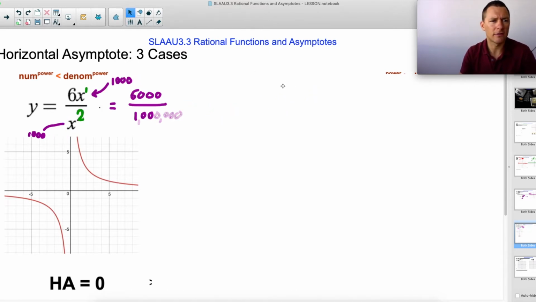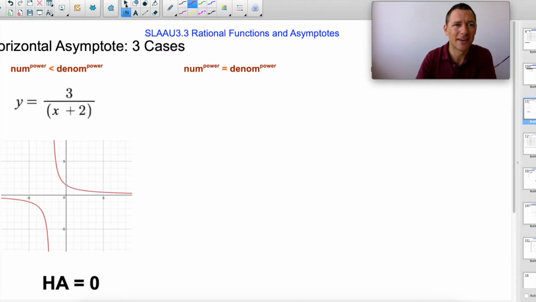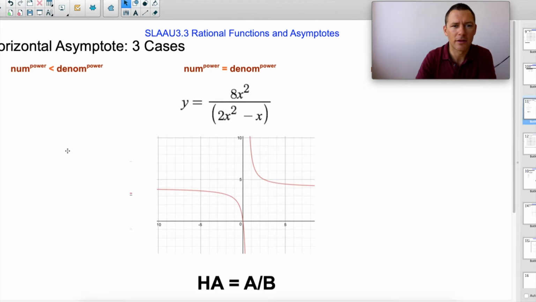Here's another case, and I'll leave these all out for you. This is the other case, if the numerator has a higher power, or an equal power, sorry, to the denominator. I know that there's a 1 here, but we're looking at the highest magnitude power. And so these are equal. This is what happens with that.